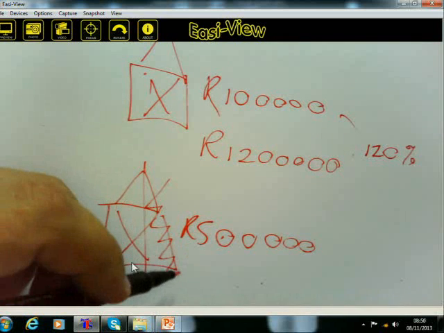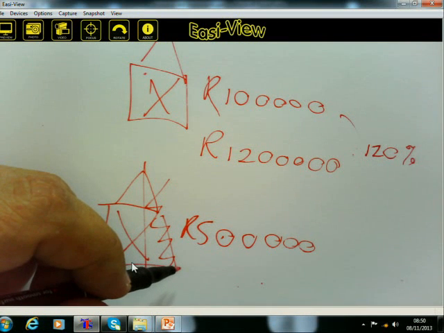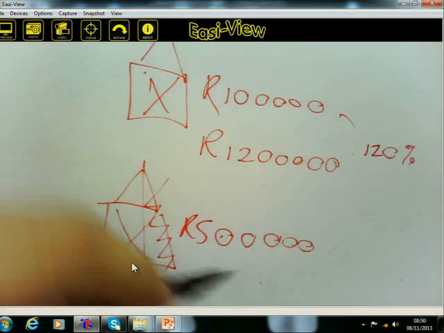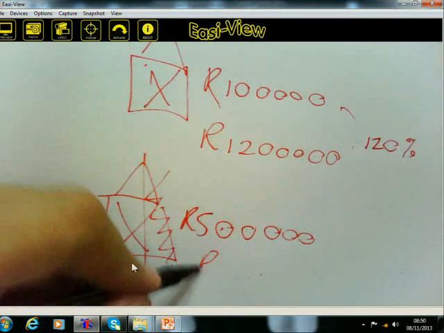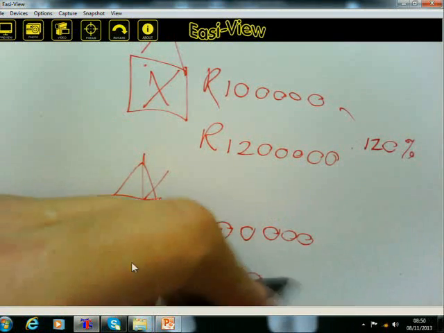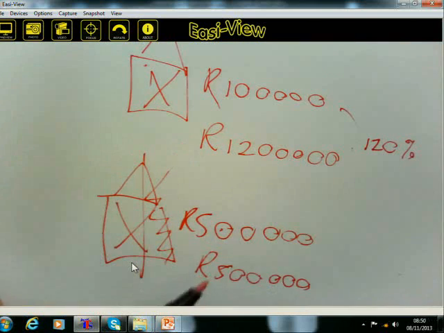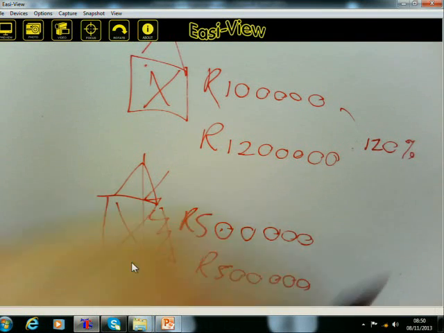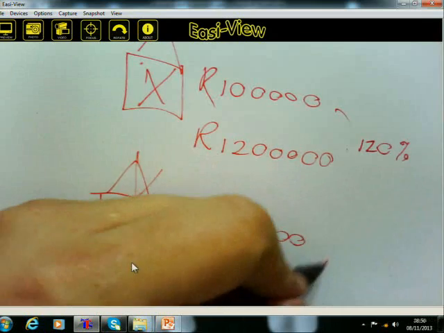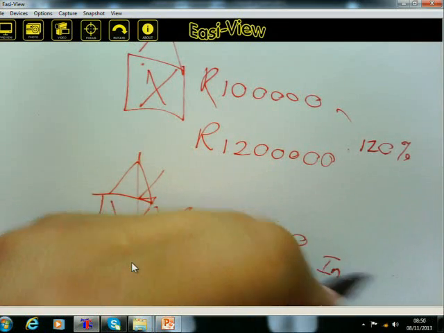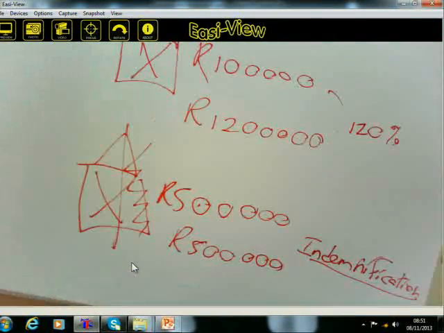Give you two guesses. How much are they going to pay out? Aha. Do you get it? They're only going to pay out 500,000 Rand. Why are they only going to pay out 500,000 Rand? Because of the principle of indemnification. Indemnification says you cannot make a profit from insurance. And that is insurance, ladies and gentlemen.